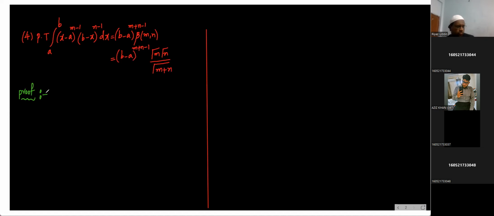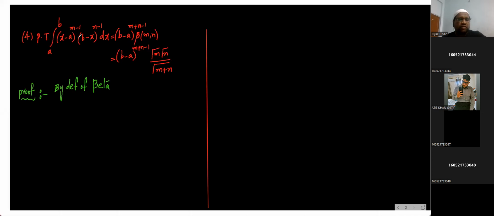In all these types of problems, if it is related to the beta function then use the beta function definition, and if it is related to the gamma function then use the gamma function definition. First we start, by the definition of the beta function. I am using the beta function here because our question is related to it.